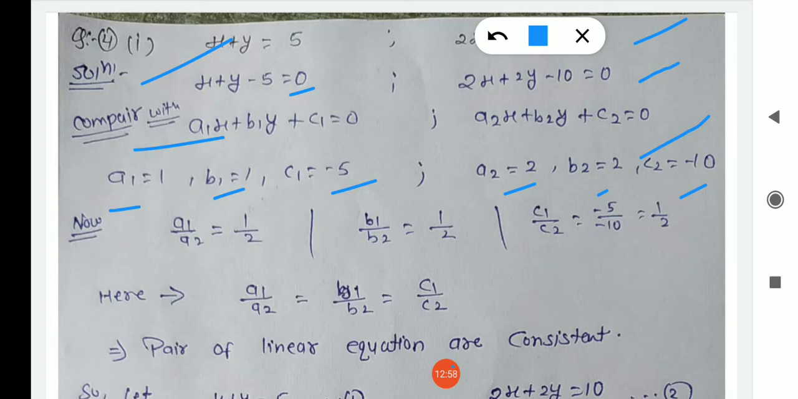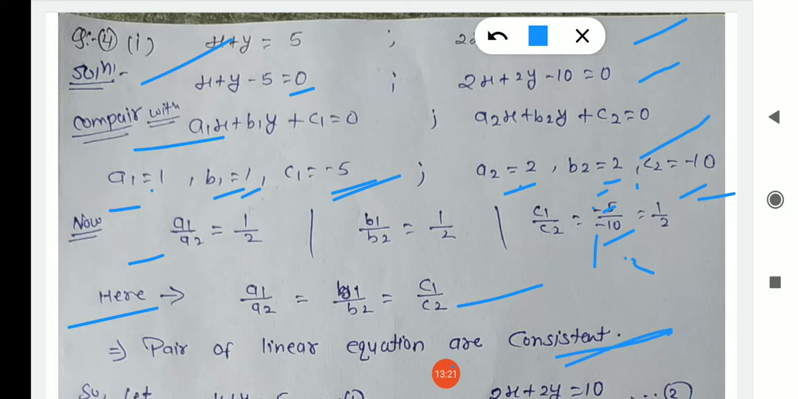Okay. So a1 upon a2 is what? 1 upon 2. b1 upon b2 is what? 1 upon 2. And c1 upon c2 is what? Minus 5 upon minus 10. So minus, minus cancel, and 5 1s are 5, 5 2s are 10. So we get 1 upon 2. So here a1 upon a2 is equal to b1 upon b2 is equal to c1 upon c2. It means pair of linear equation are consistent.